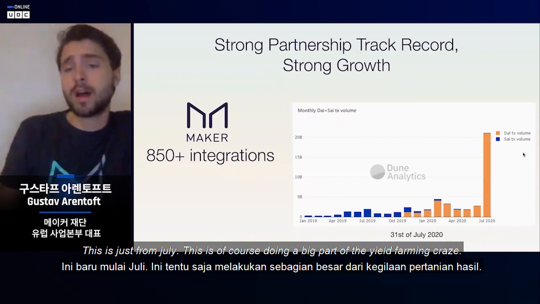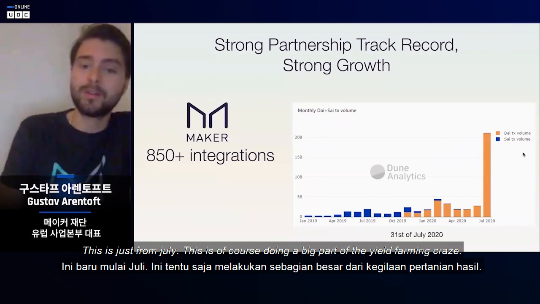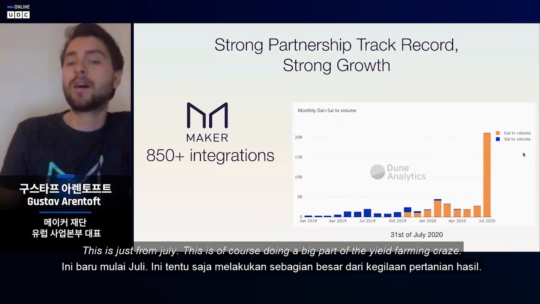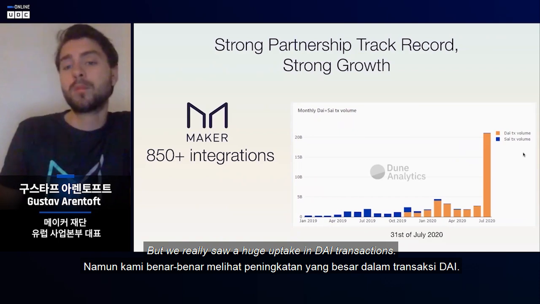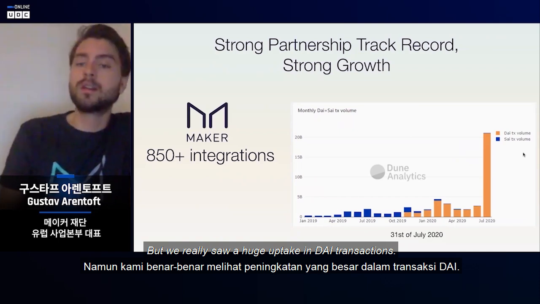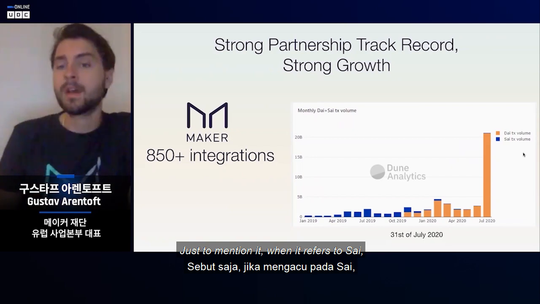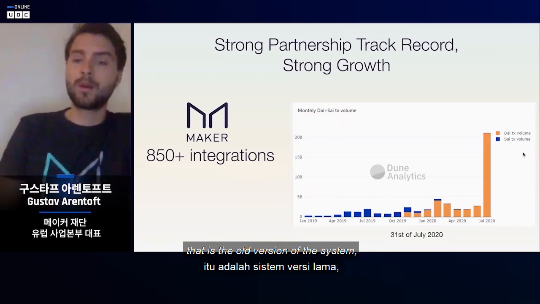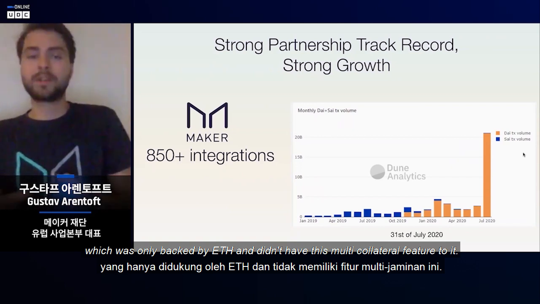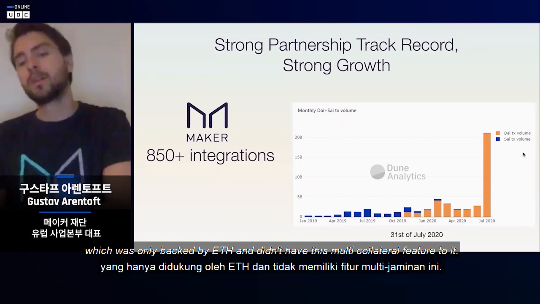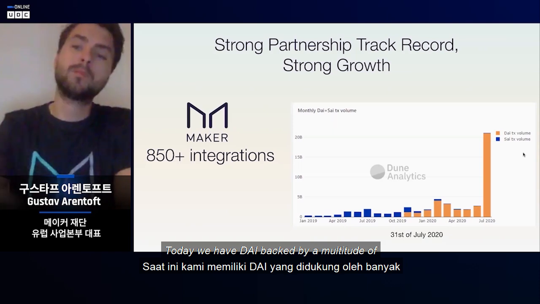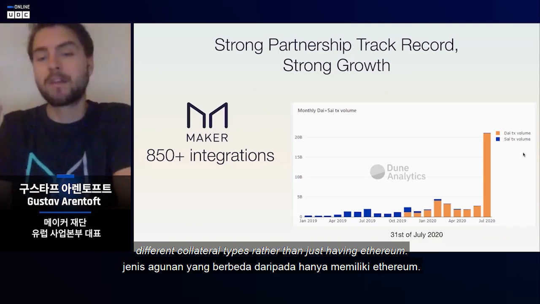So this is just from July, and this is, of course, due to a big part of the yield farming craze, but we really saw a huge uptick in DAI transactions. And just to mention it, when it refers to SAI, that is the old version of the system, which was only backed by ETH and didn't have this multi-collateral feature. So today we have DAI backed by a multitude of different collateral types rather than just Ethereum.